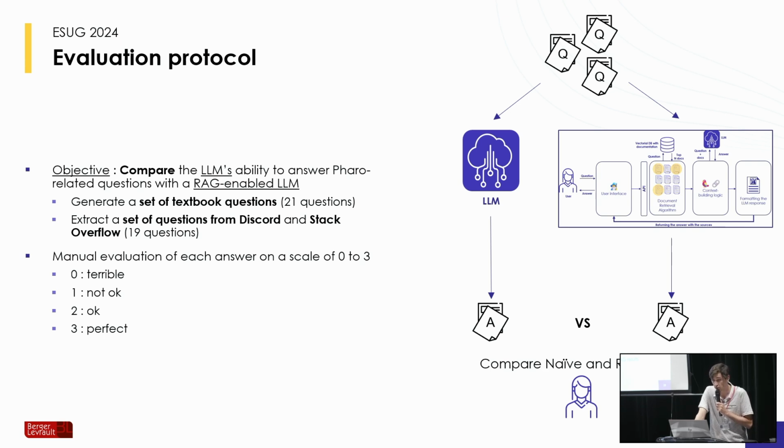And we decided to run it through the naive LLM, so GPT 3.5 Turbo, as well as running it through our RAG pipeline. And then we evaluated each answer for each question on a scale of 0 to 3, 0 being terrible, 3 being perfect. And we were able to compare those results.